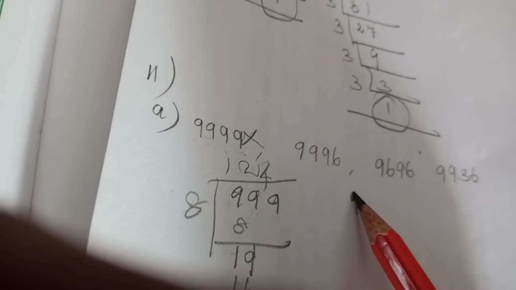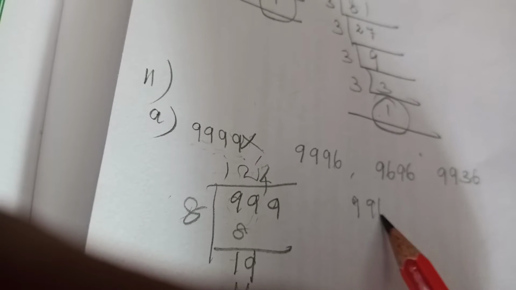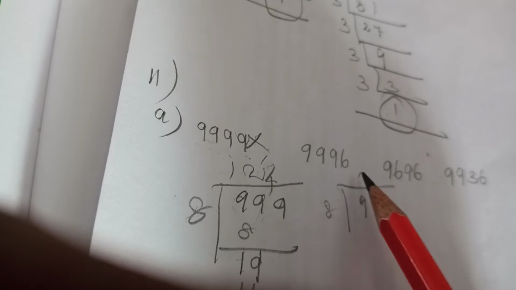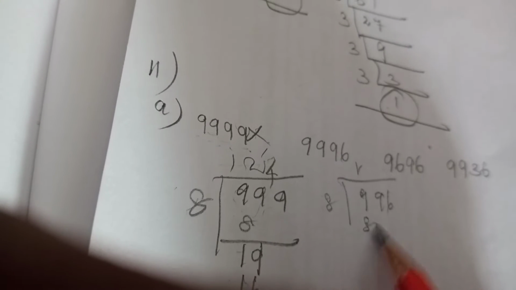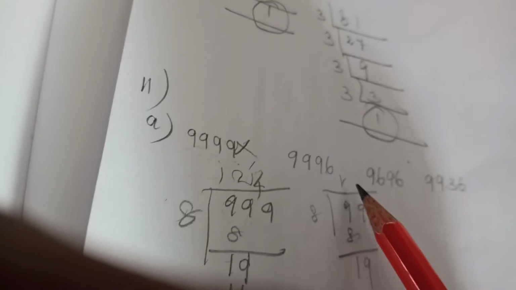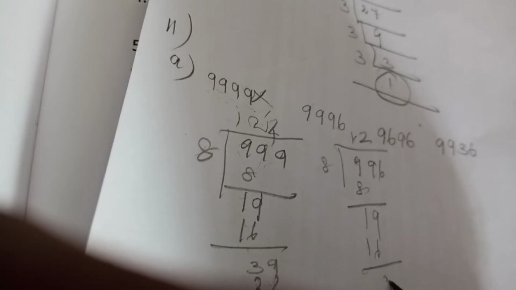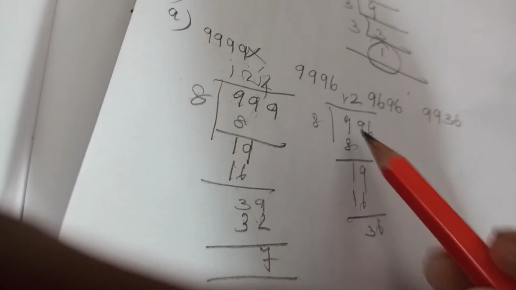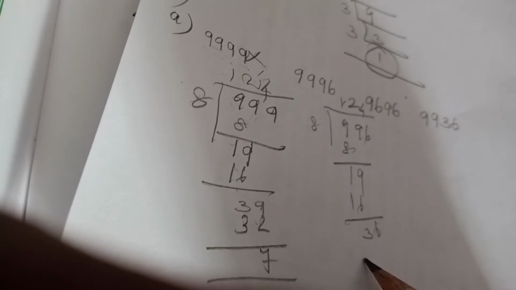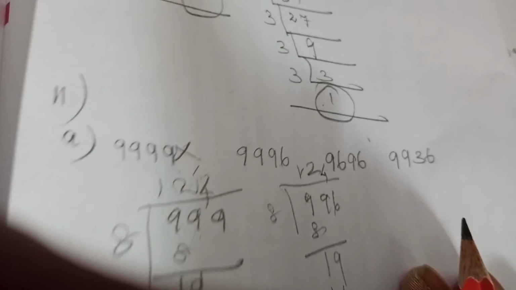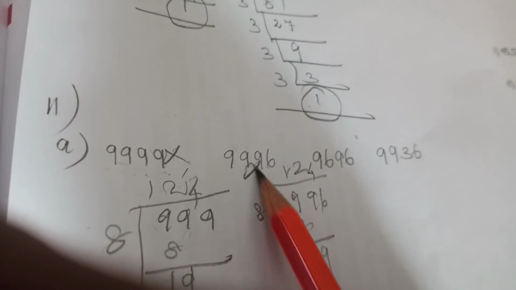9996. So 9996 when we try, same way 8, 1, then 19, again 2 we get, then 16, then again 3, then 6, again 4, then that means 32, balance is 4 is there. That means second number also not the right answer.